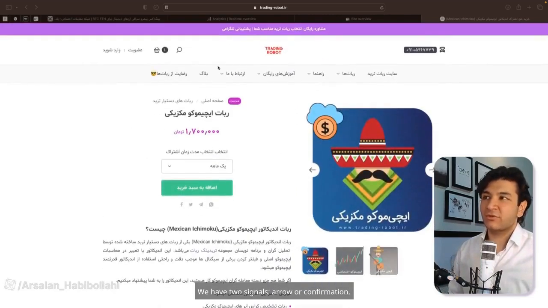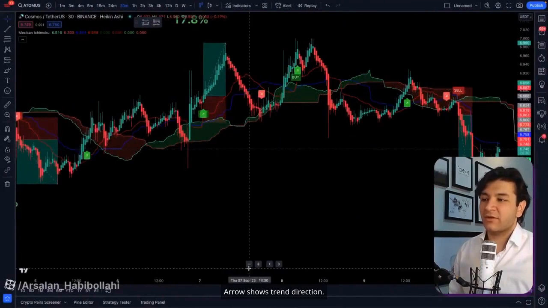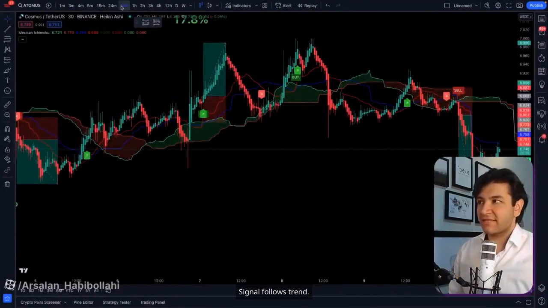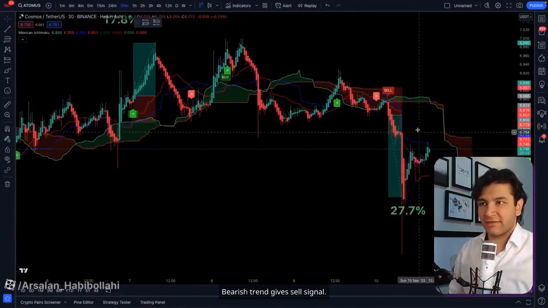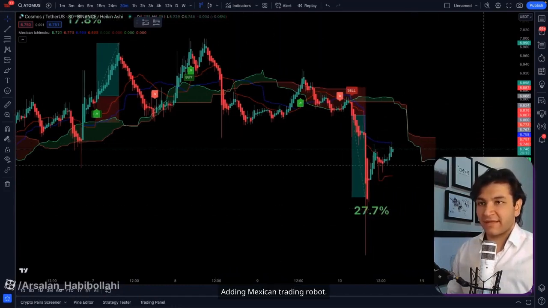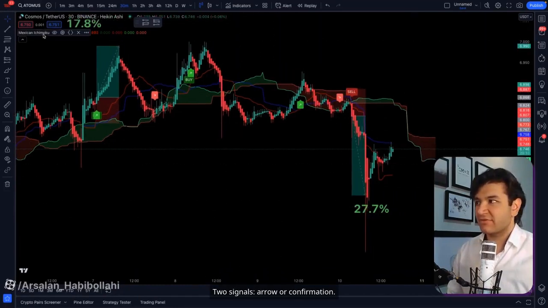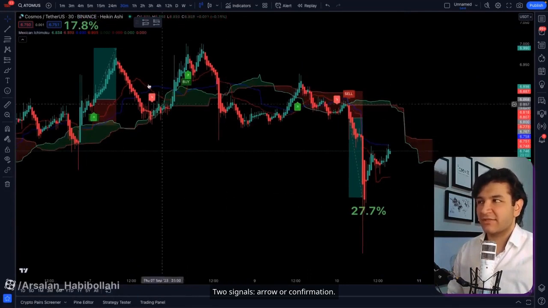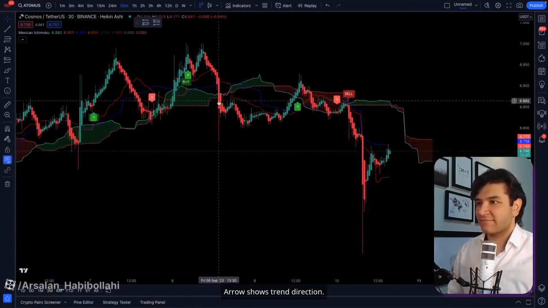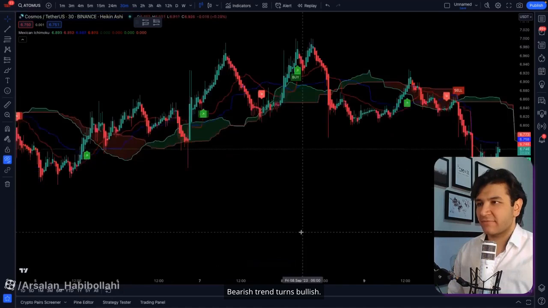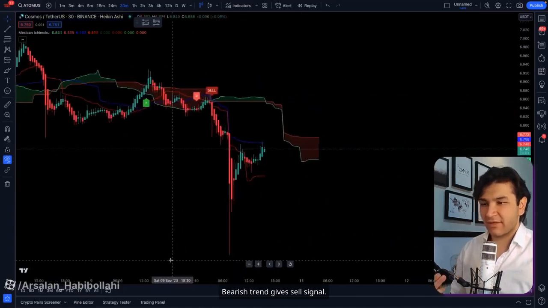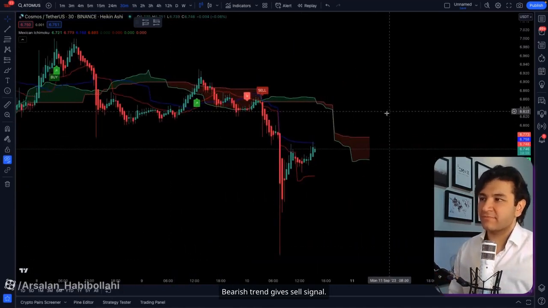We have two signals, arrow or confirmation. The arrow shows the trend direction, and the signal follows the trend. A bearish trend gives a sell signal. Adding the Mexican trading robot, the arrow shows the trend direction; a bearish trend turns bullish. The trend forms, then the signal.